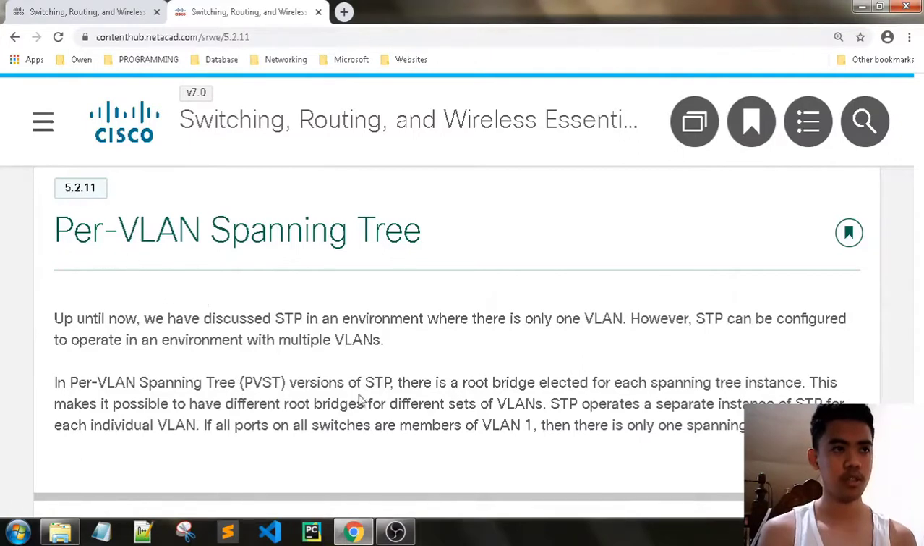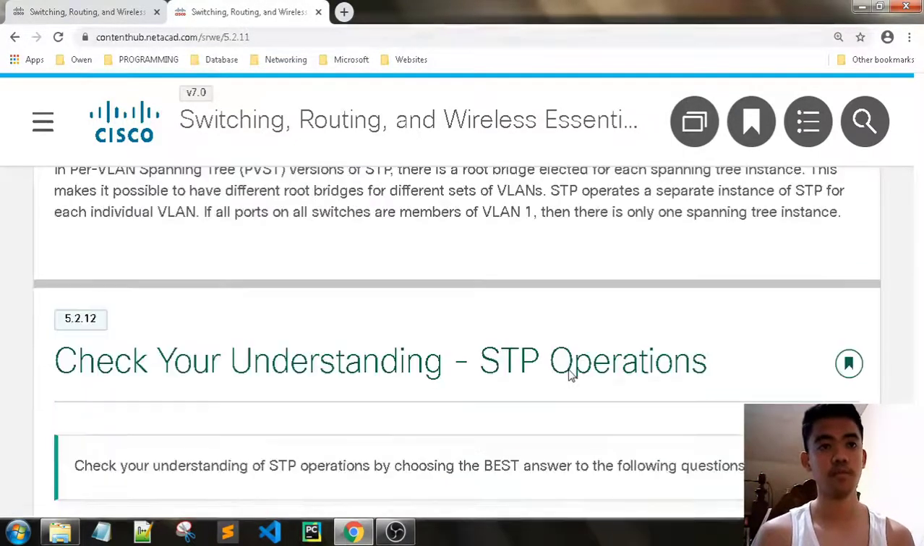So per VLAN spanning tree is a version of STP. There is a root bridge elected for each spanning tree instance. So it is STP on multiple VLANs. It makes it possible to have different root bridges for different sets of VLANs.